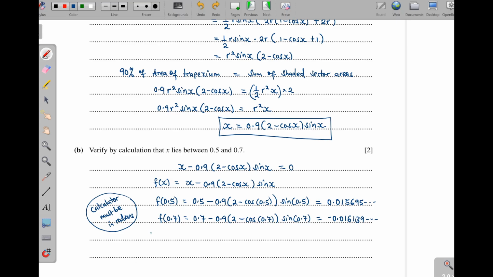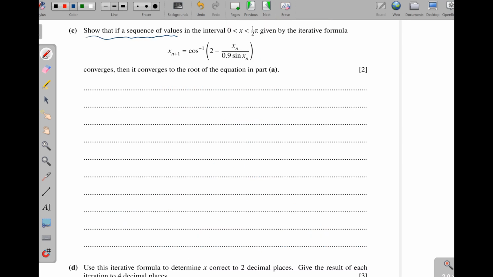Don't just stop there. You say, since there is a sign change between f of 0.5 and f of 0.7, then the root x lies between 0.5 and 0.7.